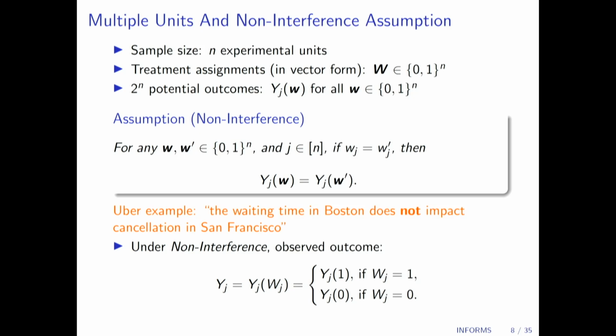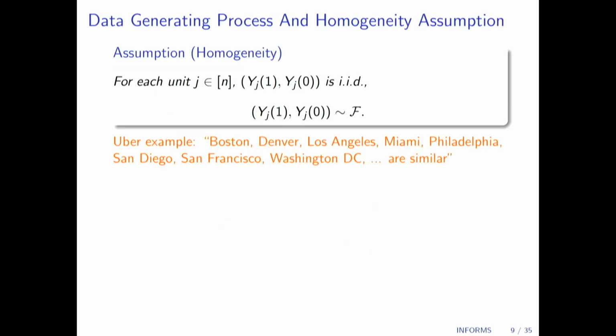Under the non-interference assumption, we can basically focus on only the treatment assignments that we receive. For example, the observed outcome of Yj is going to depend only on the treatment assignment of Wj, but not the treatment assignment of anyone else. So that's a shorthand notation that I will be keeping from now on. This is the first assumption.